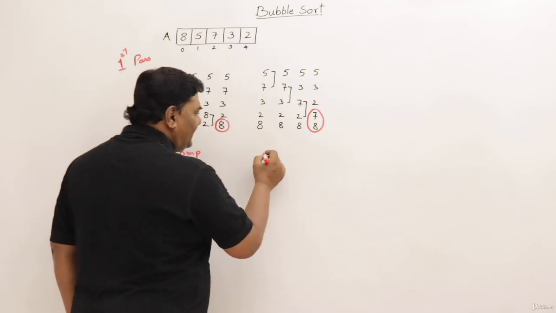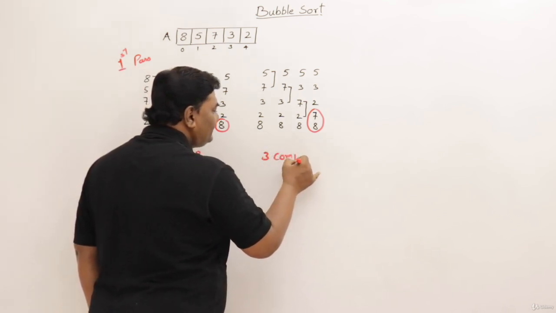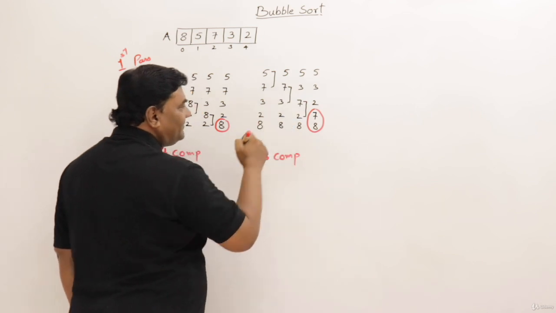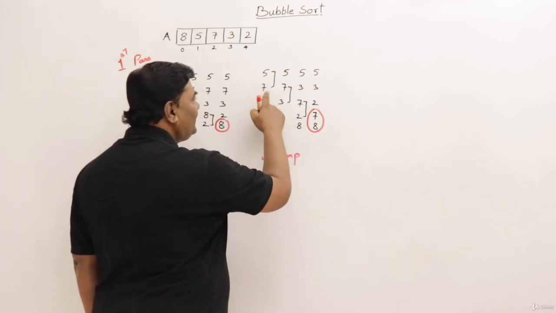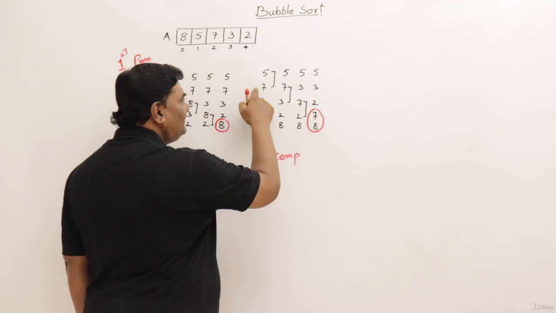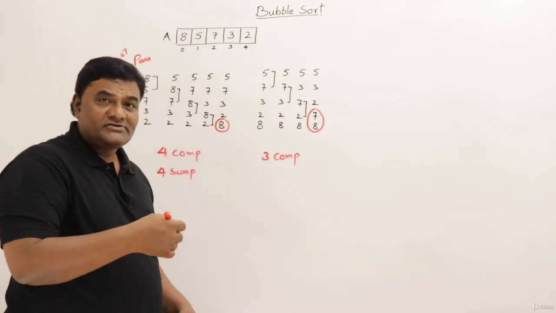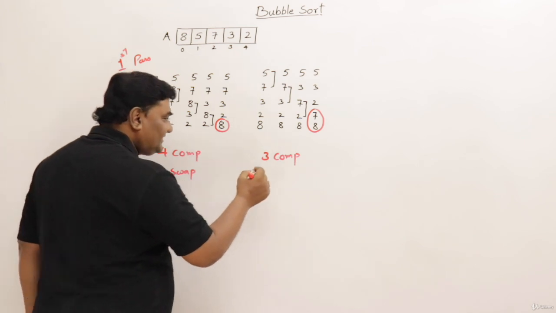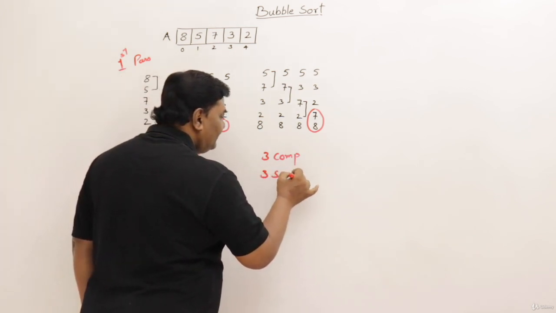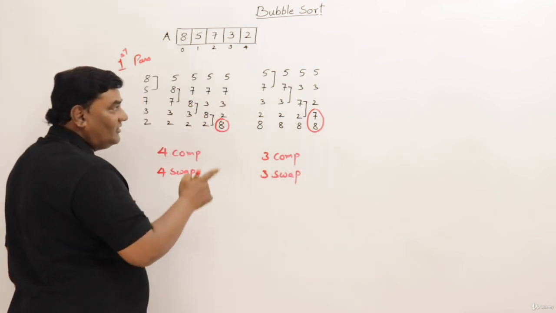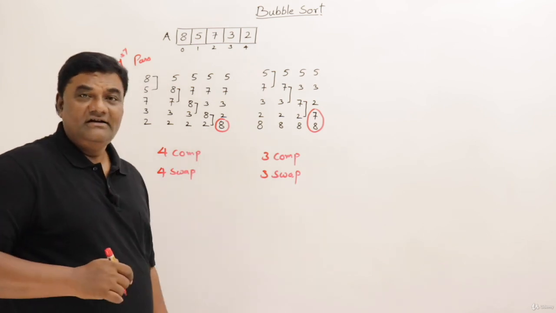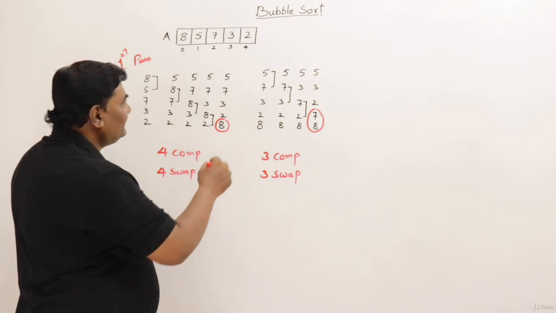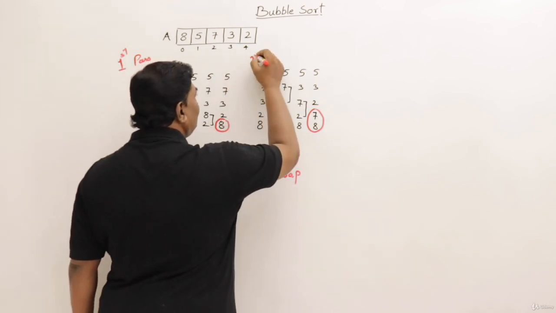How many comparisons have I performed? 3 comparisons. Then how many swaps are done? Just 2 swaps. Only 2 swaps are performed because here the number was smaller than 7. So at most how many swaps are possible? 3 swaps are possible. So I will write down 3 swaps. This is the maximum number of swaps, not the actual swaps that have happened there. Maximum swaps I am writing here. Now this was the second pass.